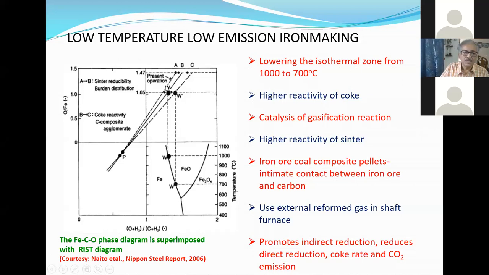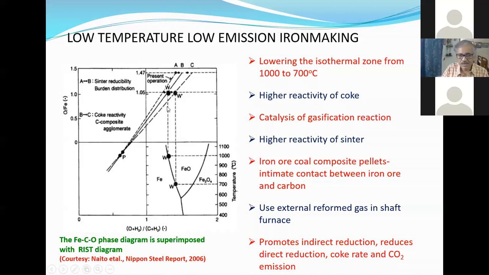This point is very important: how the coke rate decreases can also be understood from this diagram. Physically, if your CO utilization increases, the carbon rate in the blast furnace will obviously decrease, because you are utilizing the CO to a greater extent.